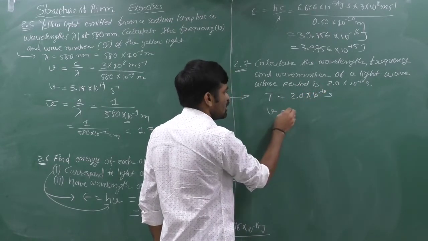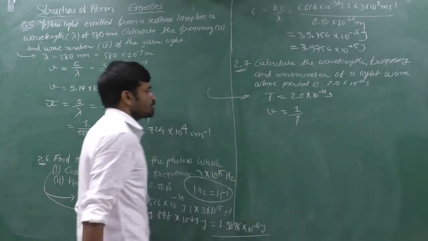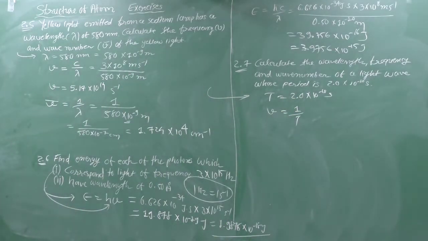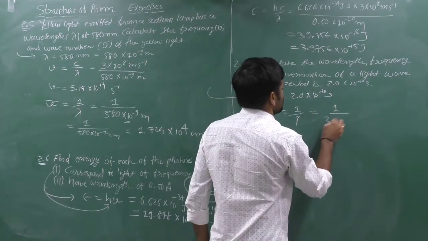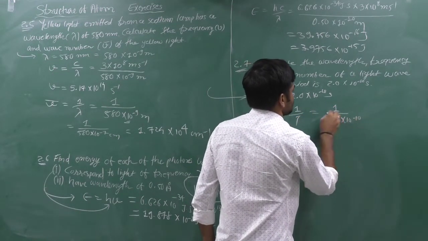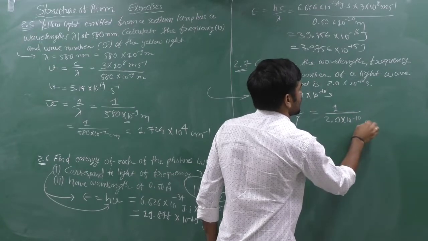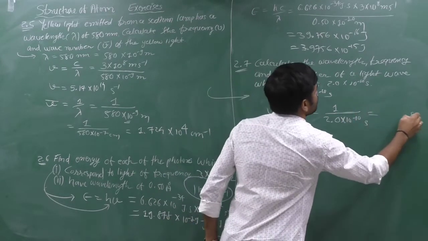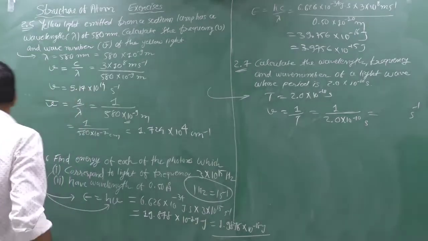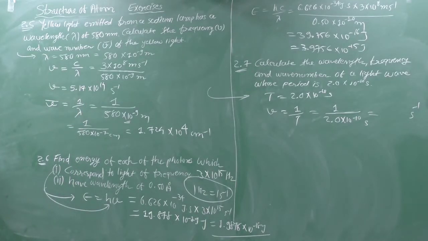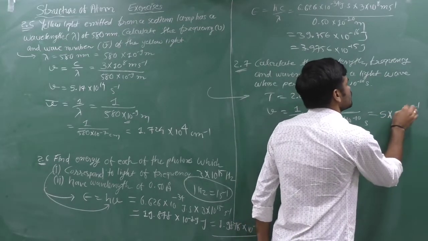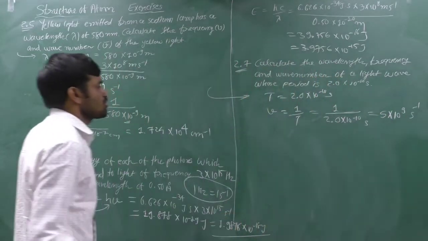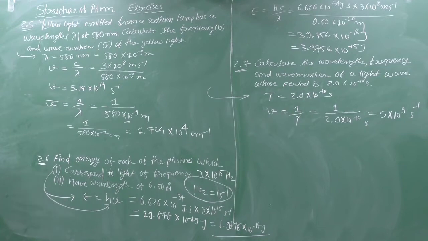We can have the formula mu is equal to 1 by t. Yes or no? Mu is equal to 1 by t. Therefore mu is equal to 1 by 2.0 into 10⁻10 second. Then the answer is second inverse. But if you can calculate it, then the answer is 5 into 10⁹ second inverse. Direct answer likho 5 into 10⁹ second inverse. Now we can have a frequency.